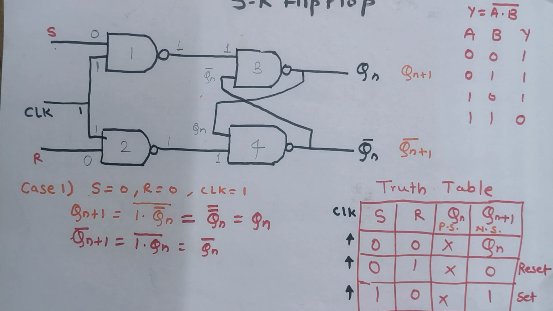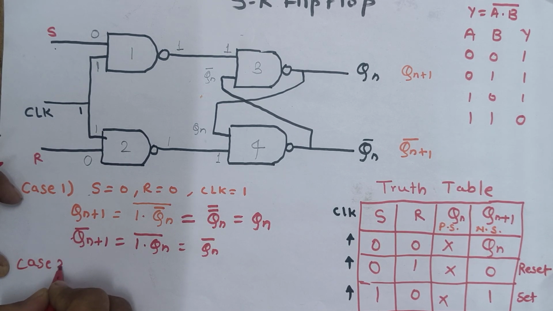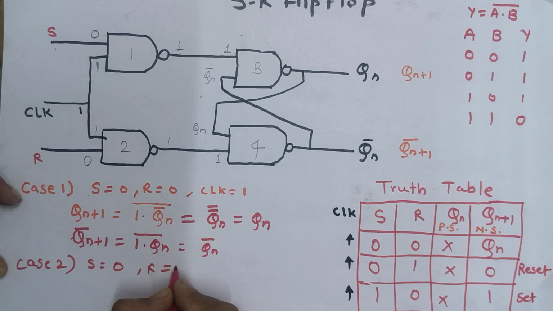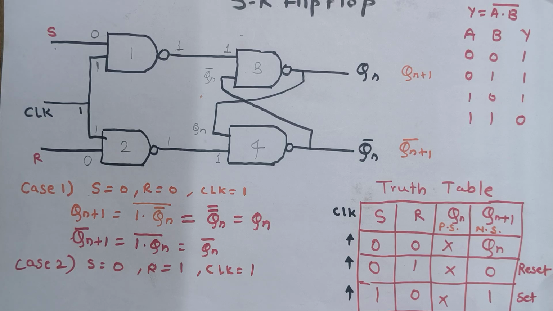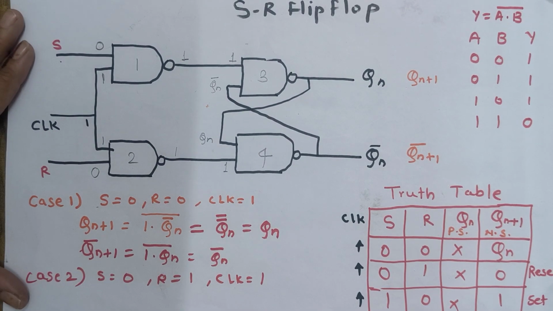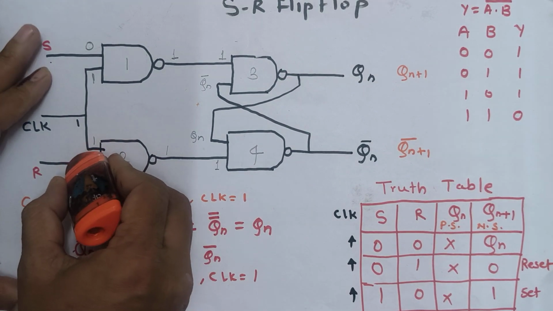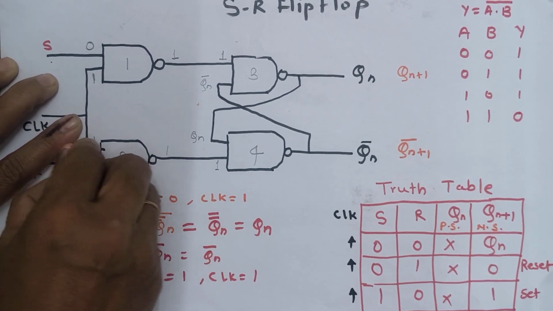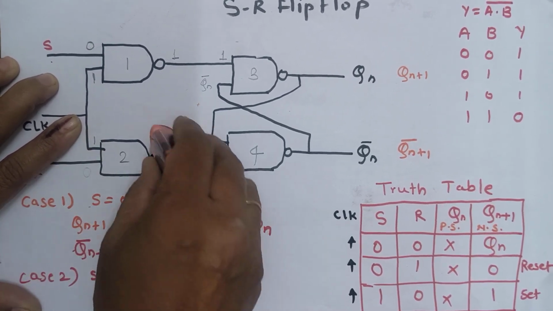Then we will see case 2. So what will case 2 be? Case 2: S is equal to 0, R is equal to 1, and the clock of course is equal to 1. So I am going to erase the inputs here. S is 0, only the R input will change.